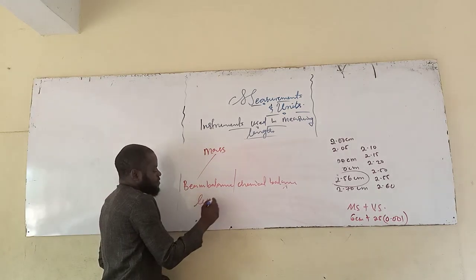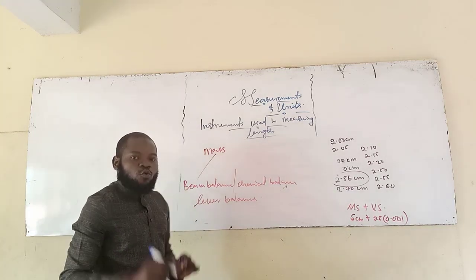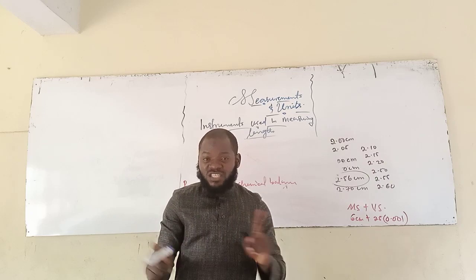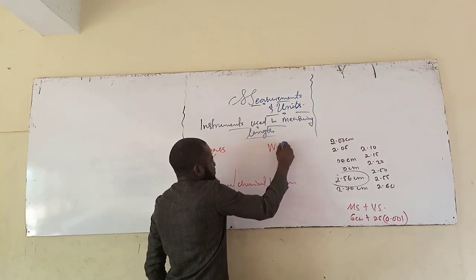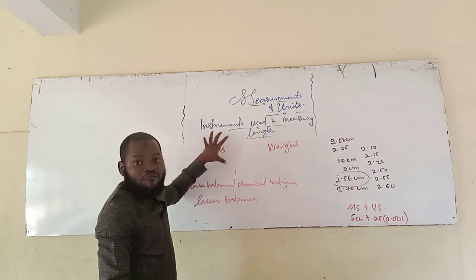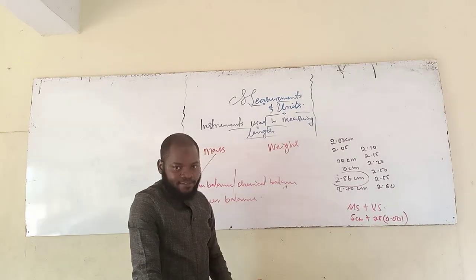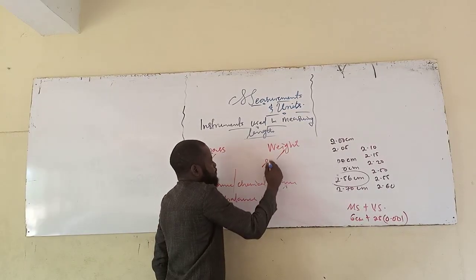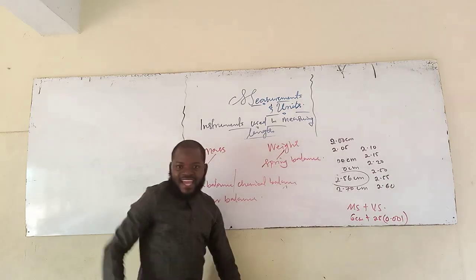And the next one is what? The lever balance. Under this, they will ask you, what is the instrument used in measuring weight? You need to understand the difference between the two. For weight and mass, they are not the same thing. Mass is the quantity of matter present in the body. Weight is the gravitational earth pull on the body. So the instrument used in measuring weight is the spring balance. Are you getting this now?